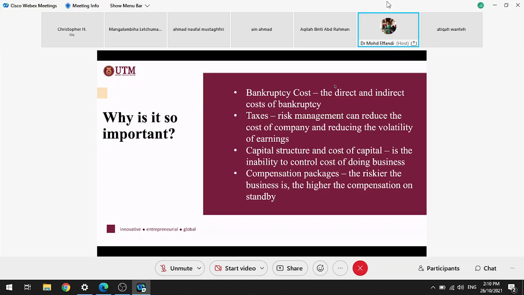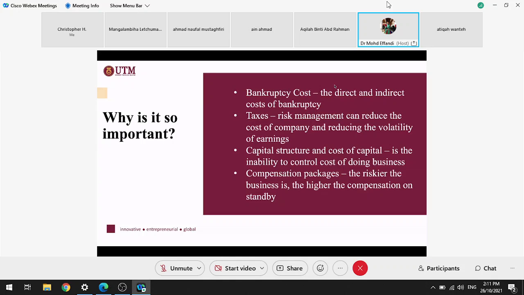The third one is the capital structure and cost of capital, which is the inability to control the cost of doing business. For example, if you don't have any plan or risk assessment and something happens, say something to do with your workers, you might get sued. So this is the type of risk that can happen to the company if they don't have a proper mitigation plan. Capital structure is the same thing.